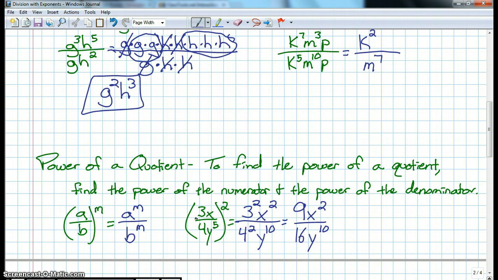Now, another way of doing this is just remembering that we're squaring a fraction. So it's 3x over 4y to the 5th times itself, times that 3x over 4y to the 5th. And then you multiply our numerators to get 9x squared, multiply the denominators to get 16y to the 10th. So again, a couple of different ways.